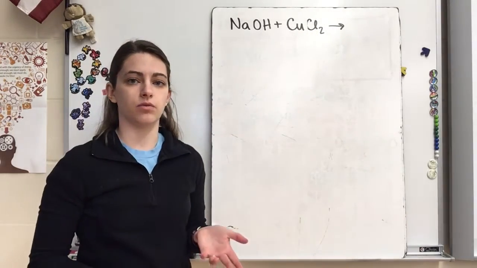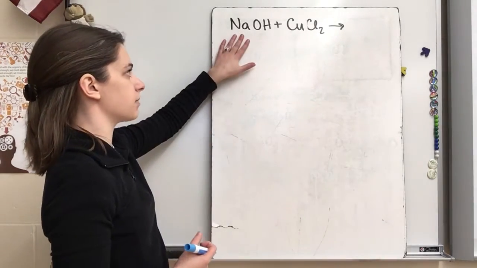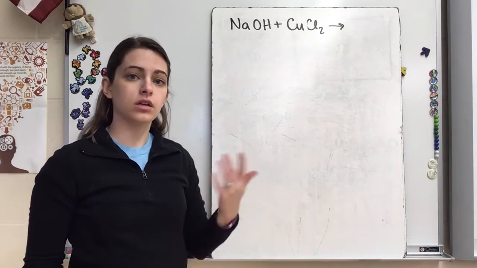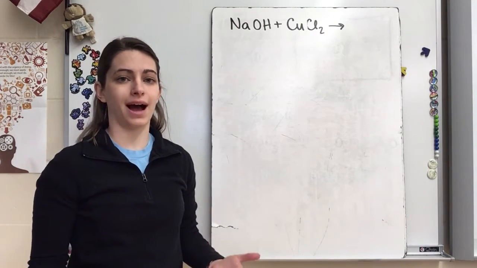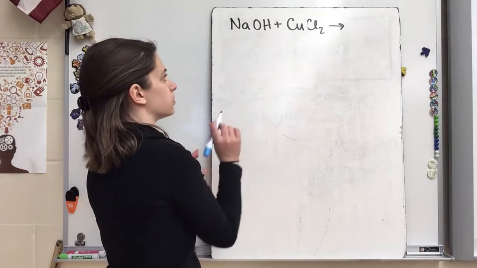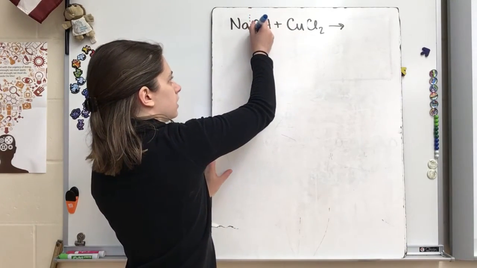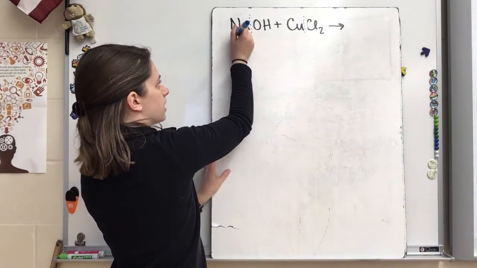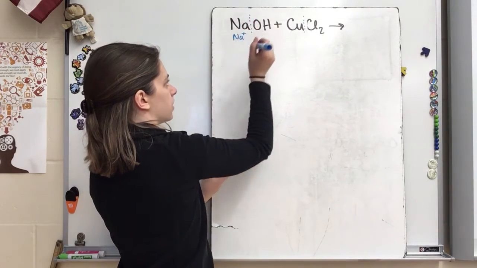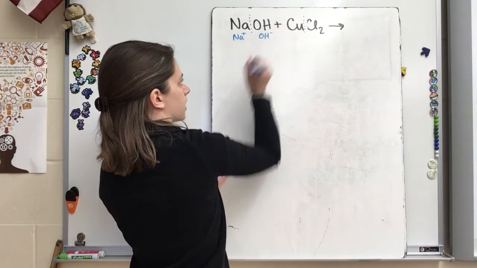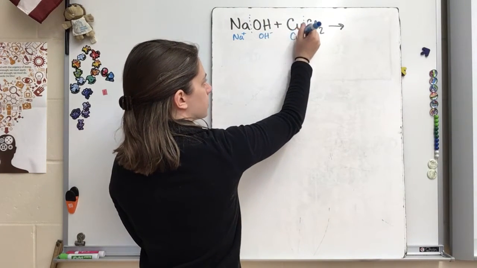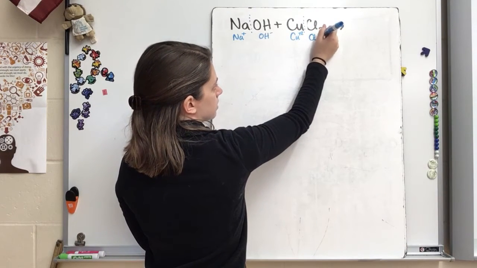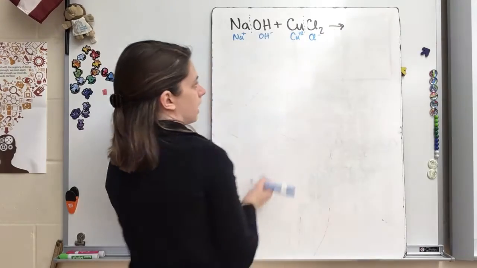So here we have an example of what one of these problems might look like. Sodium hydroxide is reacting with copper 2 chloride to produce we don't know what. So the first thing is we have to figure out what might possibly be produced from this reaction. So we're going to divide each of these up into its positives and its negatives. Our sodium is sodium plus 1, our hydroxide is hydroxide minus 1, our copper is copper plus 2, because there's the 2 down here, and our chlorine is our chloride minus 1 ion.